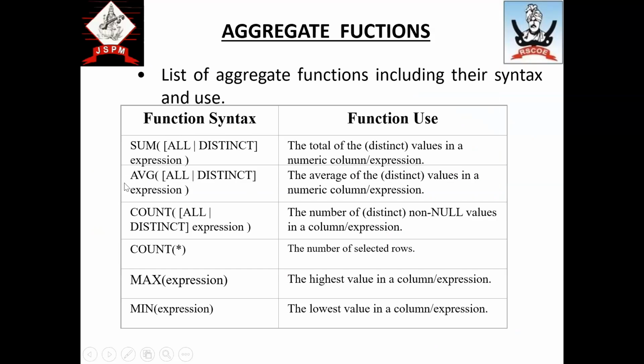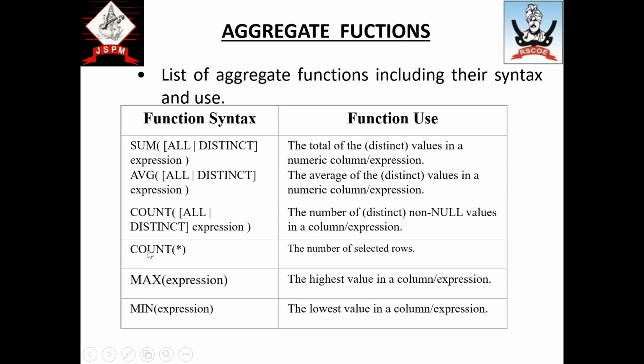The next function is average. It is written as AVG. Average returns the average of distinct values in numeric or column expressions. Then count is there, so we will get the count of values in a column or expressions.